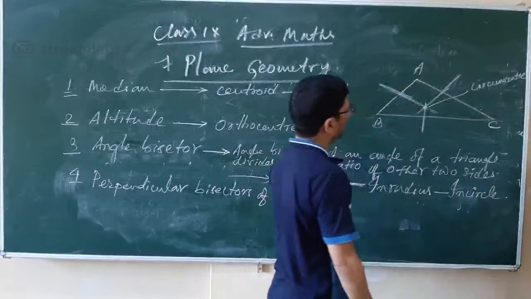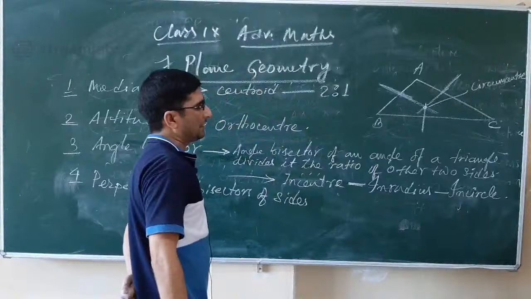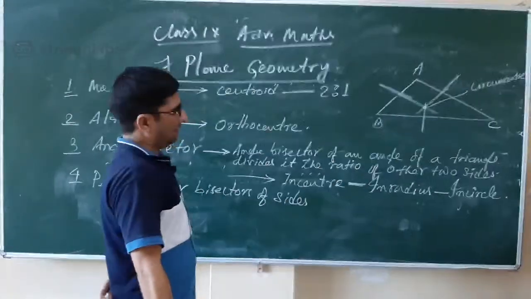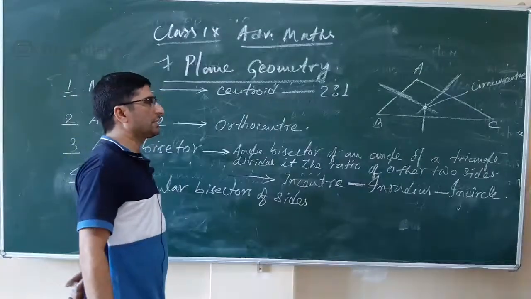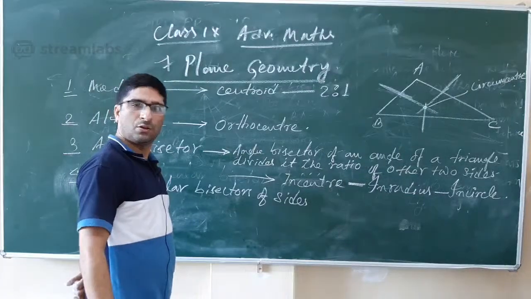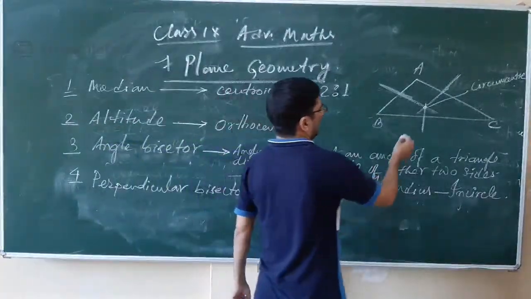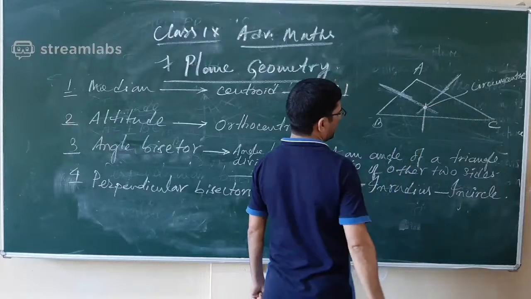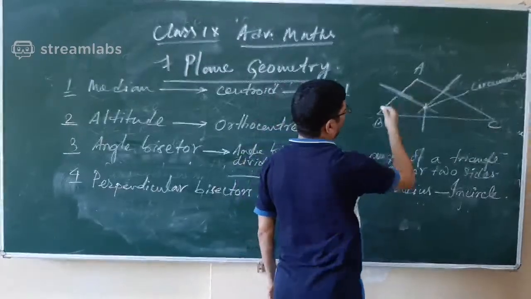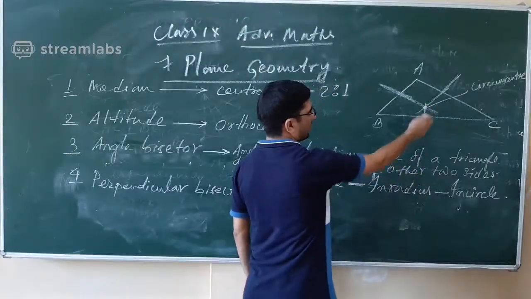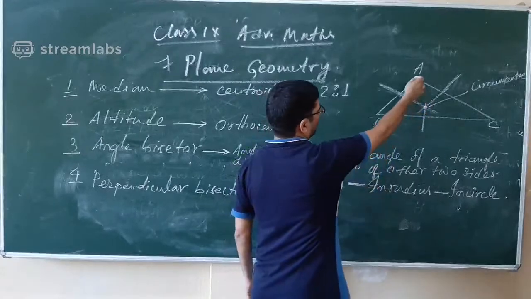That means the meeting point of 3 perpendicular bisectors of side is called circumcenter. Okay, that is circumcenter. Now this circumcenter is equidistant from the 3 vertices. This circumcenter is always equidistant from the 3 vertices.